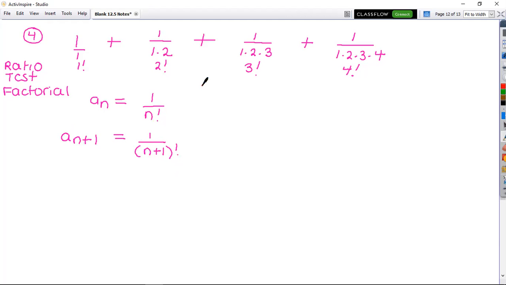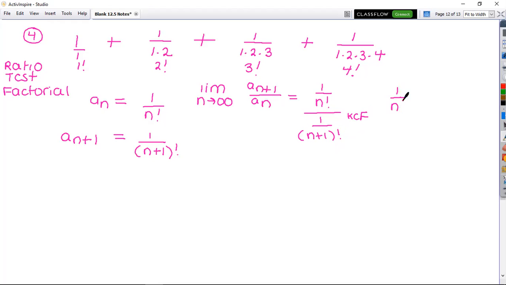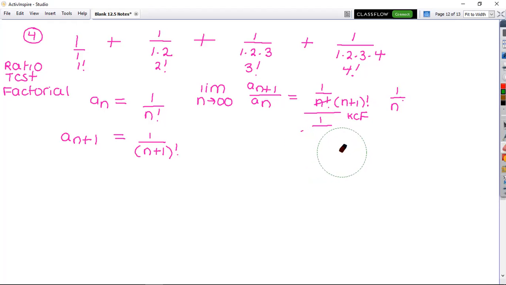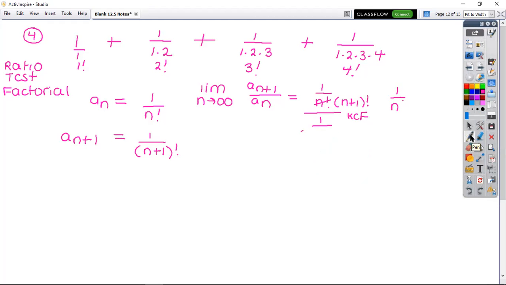So now I do my formula. So the limit as n approaches infinity of a sub n plus 1 divided by a sub n is equal to 1 divided by n factorial divided by 1 divided by n plus 1 factorial. And then I'm going to do keep, change, flip, and simplify. Oops, I'm sorry. Why did I do that? I flipped these, didn't I? I'm sorry, I got ahead of myself here. N plus 1 factorial, I'm sorry. And then this one was n factorial. There we go, let's fix that.